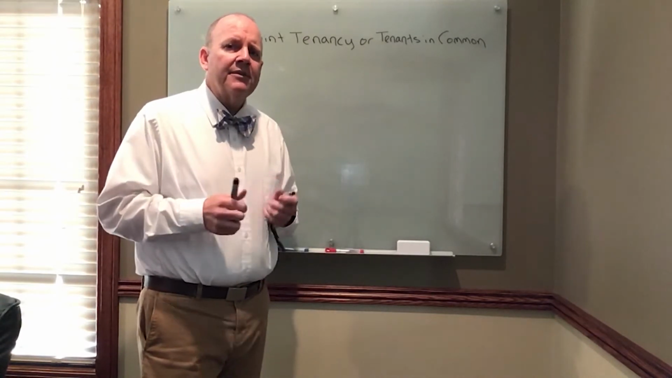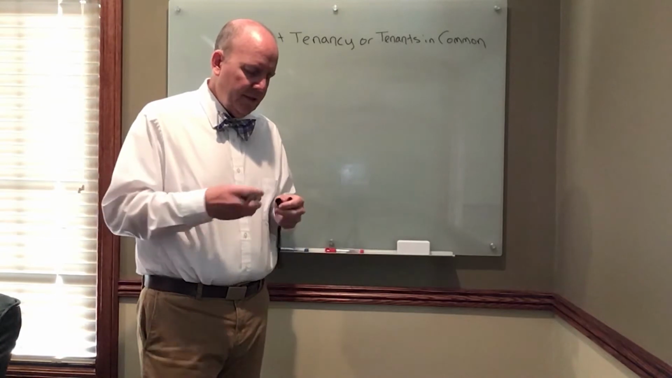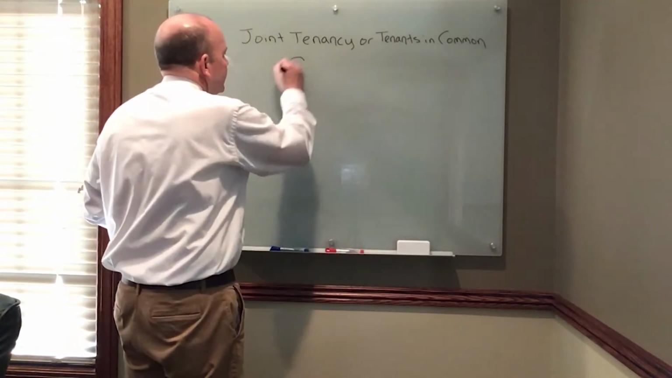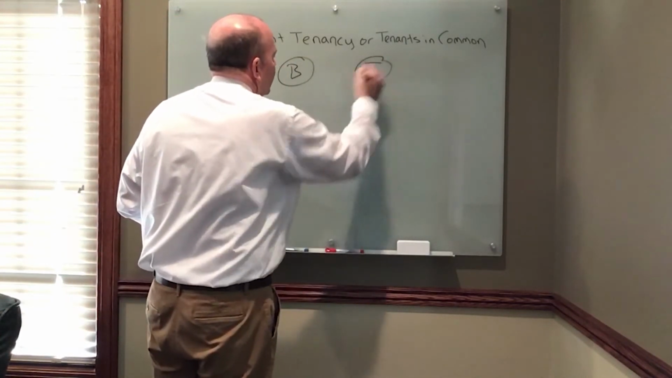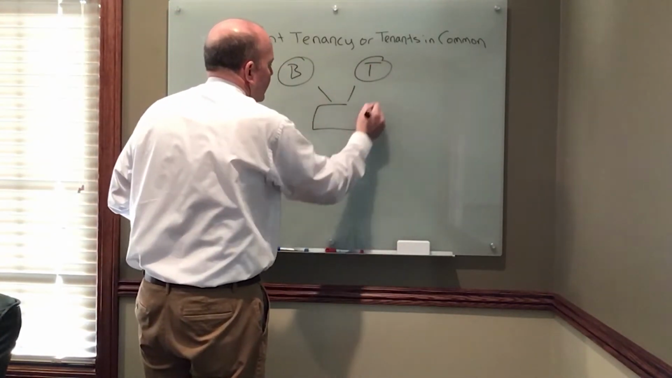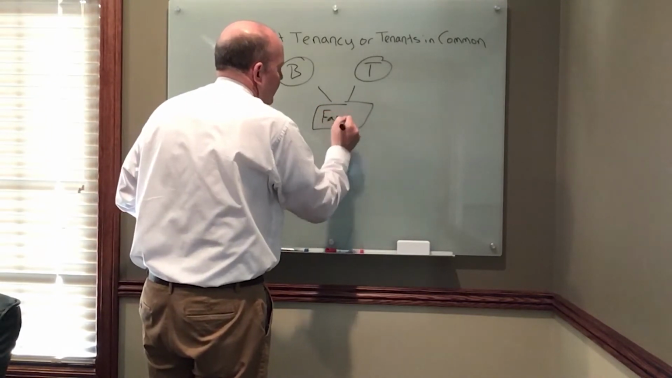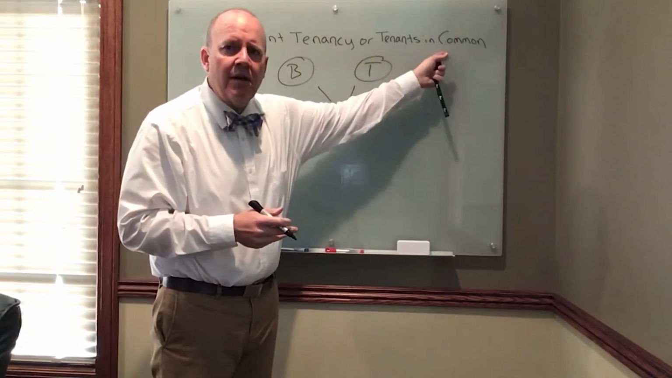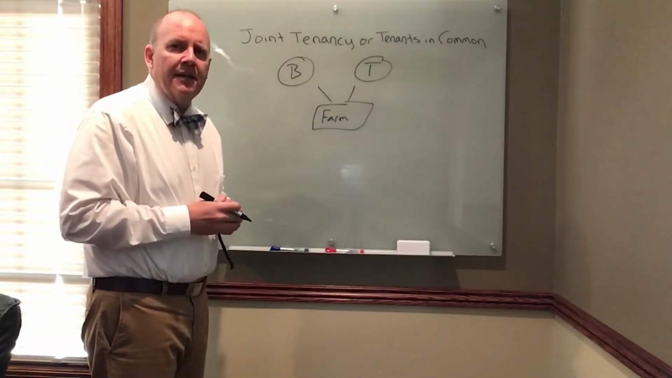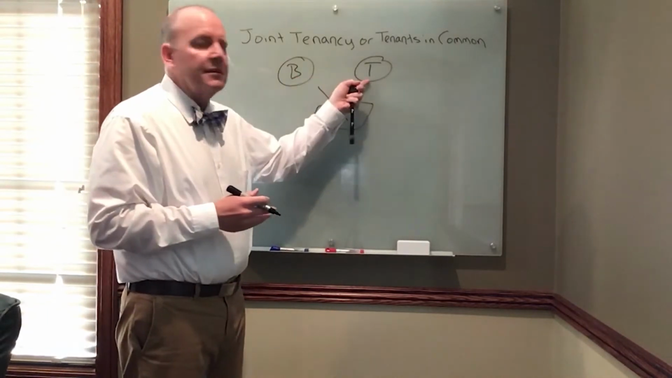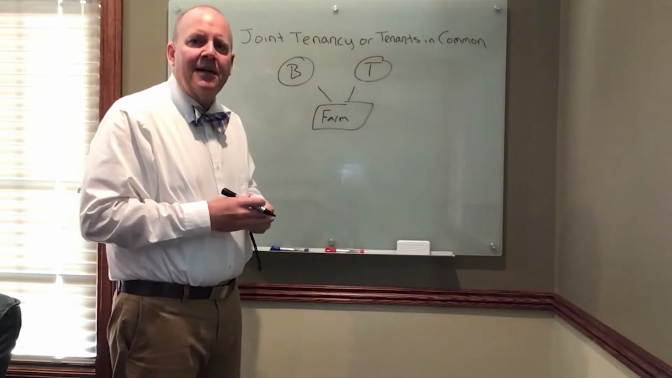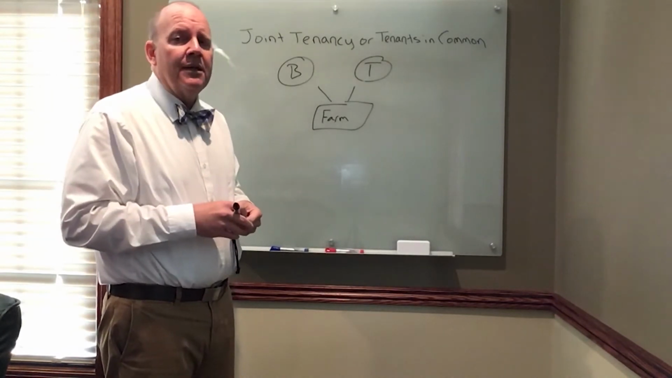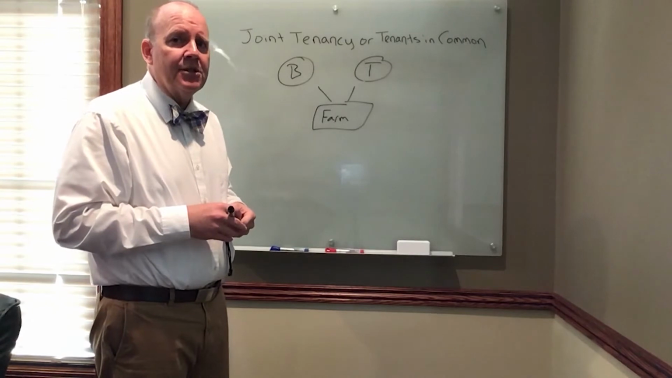So let's talk about tenants in common in the first instance. Let's say two brothers, Bob and Tom, own a farm together. Bob here, Tom here, and here's the farm that they own together. So they own it as tenants in common. What happens if Tom decides that he wants to leave the farm, doesn't want to own it anymore? What could he do to terminate that relationship while he's alive?